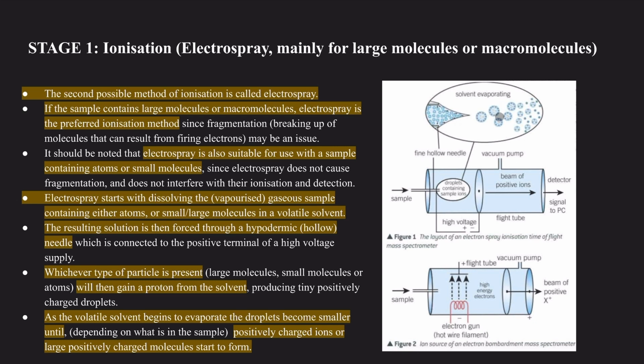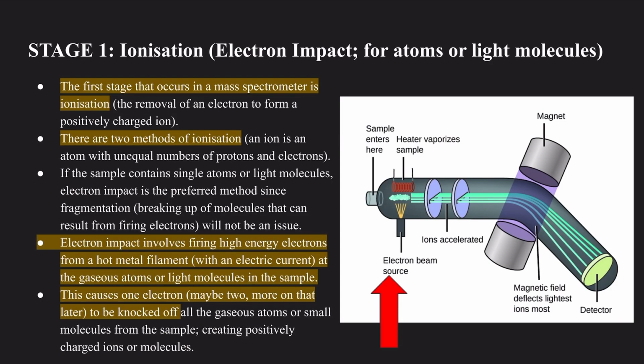So you can see here the solvent evaporating, and then slowly but surely we're left with just the positively charged ions or molecules, depending on what is ionized. And then here we have another diagram which shows electron impact, so what we talked about in the previous slide. Oh yeah, one more thing, the red arrows on the mass spectrometer in each page indicate which part of this mass spectrometer I'm referring to, as I'm talking about the particular stage or process.